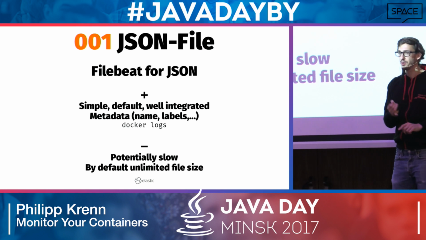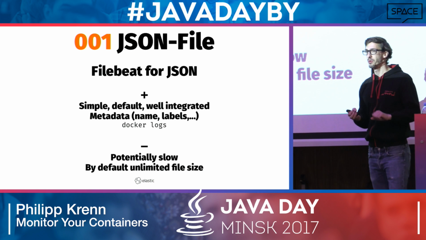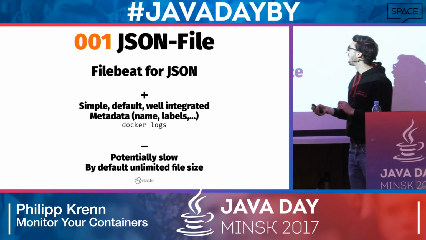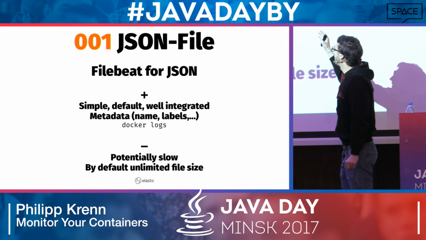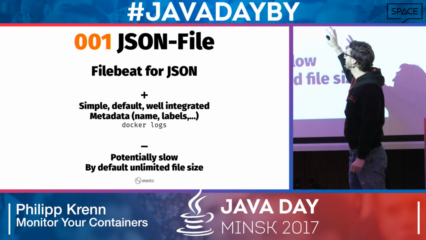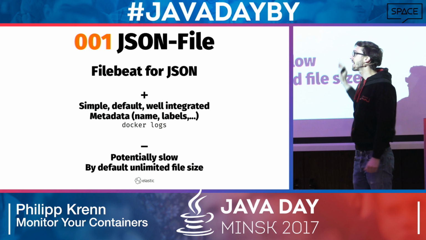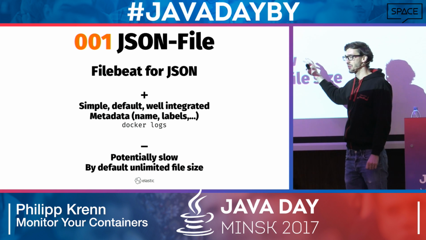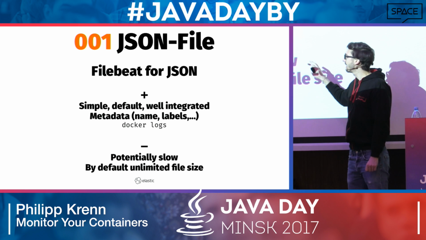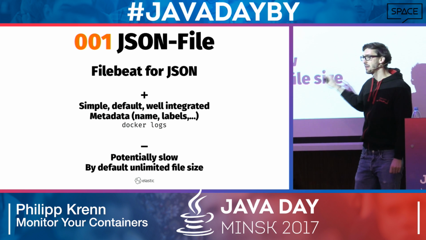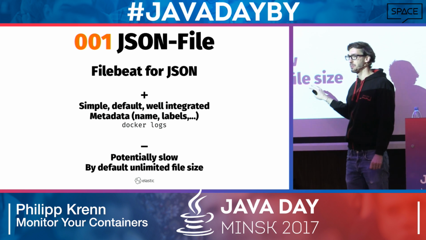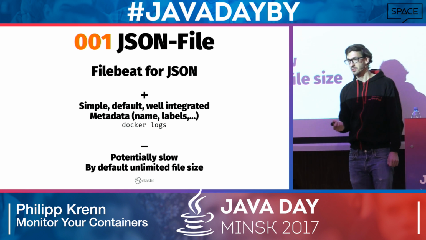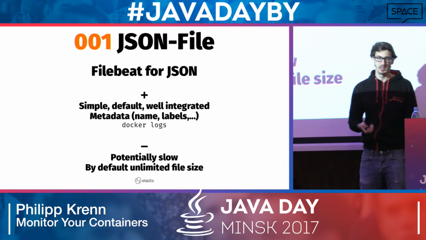So the first one is the default, the JSON log file. It will write out the JSON log file in a specific folder in your file system, and you can just collect that. It contains all the metadata, it's simple, it's the default. Main downside is it is maybe a bit slow to log out in JSON with that driver, like some people have complained about that. And the default is that that file will grow unlimitedly. You can configure rotation patterns, but you will need to configure them explicitly.